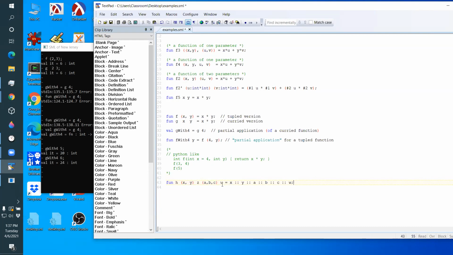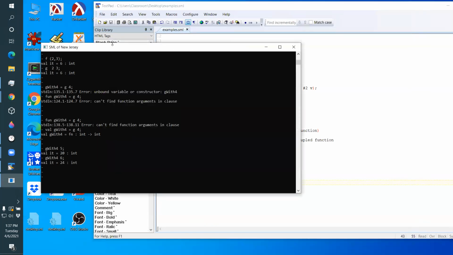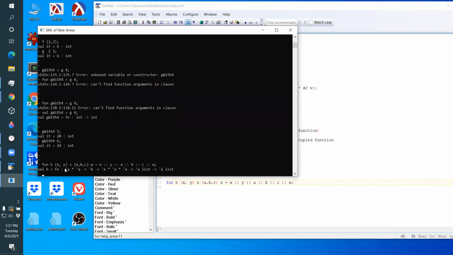Okay, and this will be a list of A's. So the function will take in 4 things. I can go over here and give this to ML. It's just a kind of a quirky example, but read it carefully. Read the output. It's a function that takes in a pair of A's. So that's the first input, up to the first arrow. Then the second input is a B.